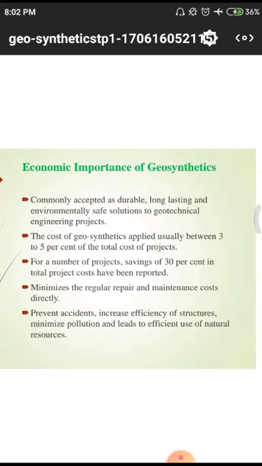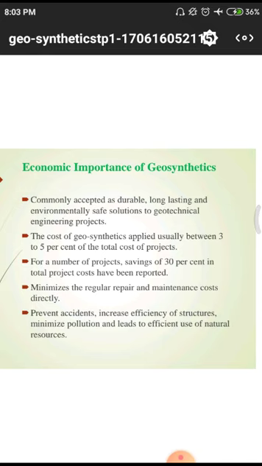And these are some of the economic importances of geosynthetics, commonly accepted for durable, long lasting, environment friendly structures and geotechnical engineering projects. The cost of geosynthetics is usually between 3 to 5% of the total cost of the projects. And for a number of projects, savings of 30% in total project costs have been reported. And it minimizes the regular repair and maintenance.